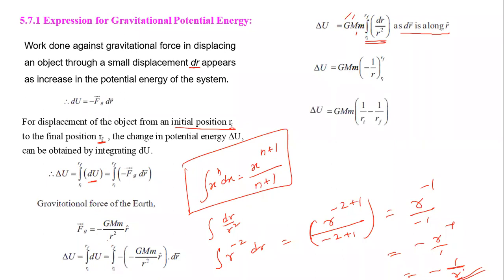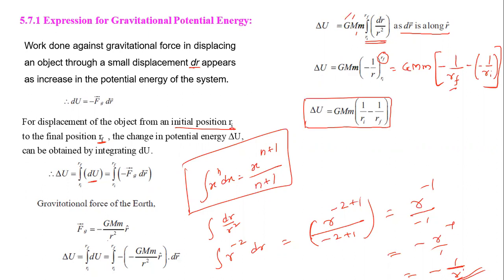So we get, after substitution of the limits, G as it is, M as it is, small m as it is. Now we have to do one thing: for the upper limit we substitute instead of r, so minus 1 by Rf. Then the minus sign, and then the lower limit we substitute, minus 1 by Ri. The bracket is complete, so minus minus becomes plus. So it is written first 1 by Ri, and then minus 1 by Rf is written later. I hope everyone understood how we get this integration. This is the mathematics.